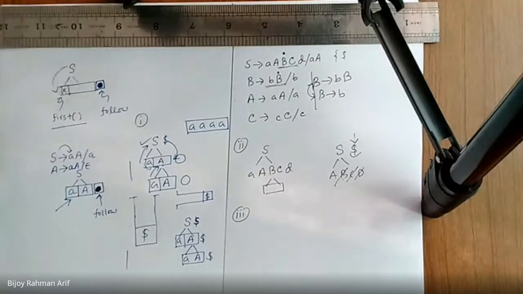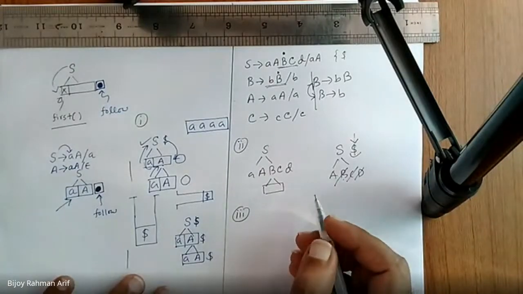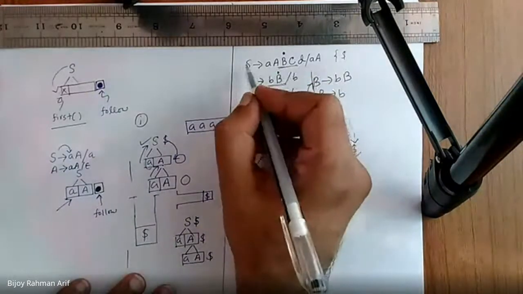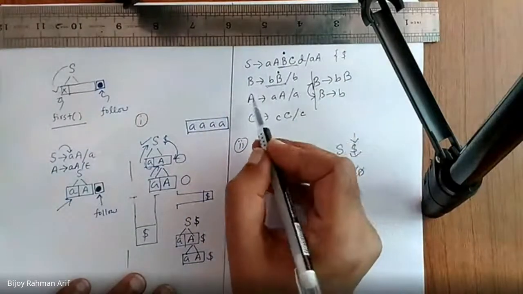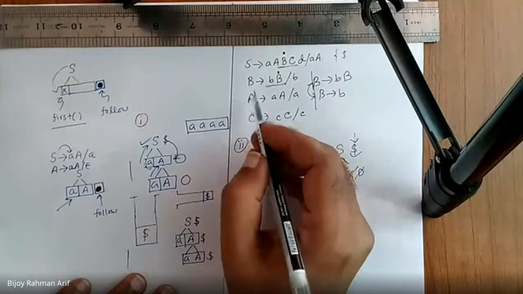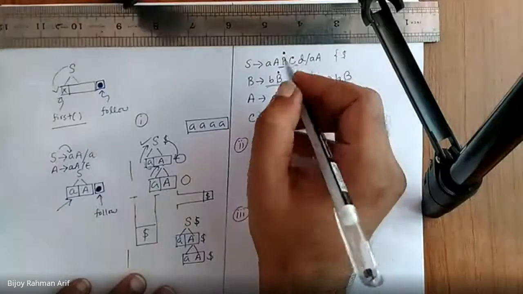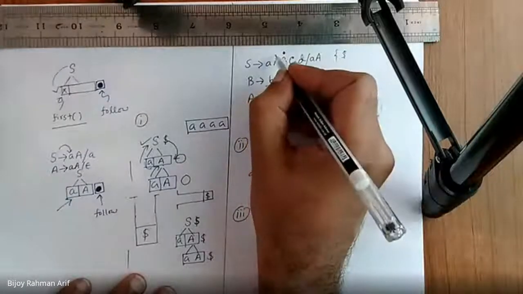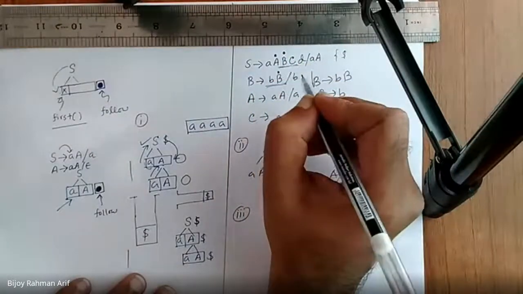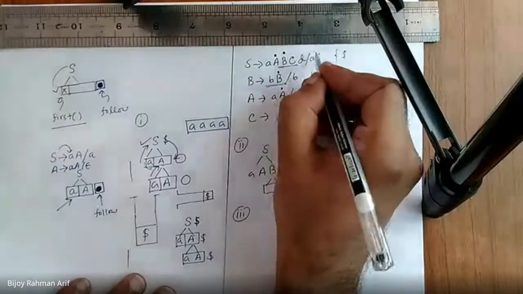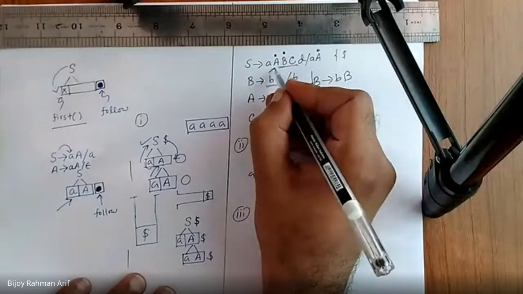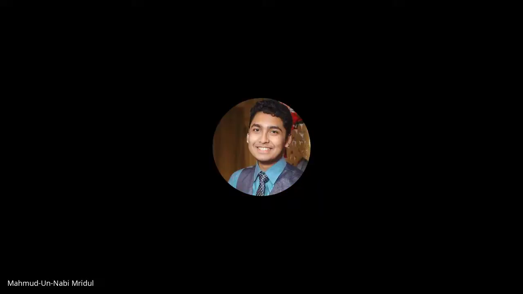Let's think this way. Let's take this one. It would be more clear. So what would be the follow of A? We are going to find out where A appears on the right hand side. It appears here, here and here. So in this case, what would be the follow of A? First of B. Fine. That rule is clear.